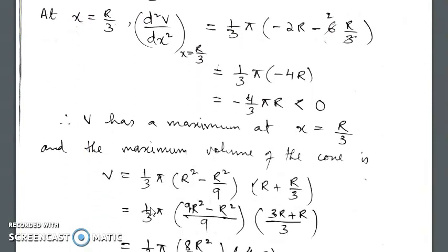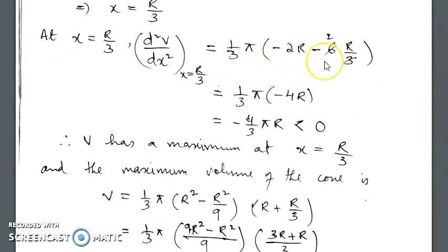Next, with the third step, at x equal to r by 3, find the second order derivative at x equal to r by 3. We have to replace x by r by 3 in the second derivative. So cancel here, 3 into 2 will give you 6. That means minus 2r will give you minus 4r. So together it will give you minus 4 by 3 pi r. When you check this, it is less than 0. When we have less than 0, that means we have a maximum. Therefore, v has a maximum at x equal to r by 3.